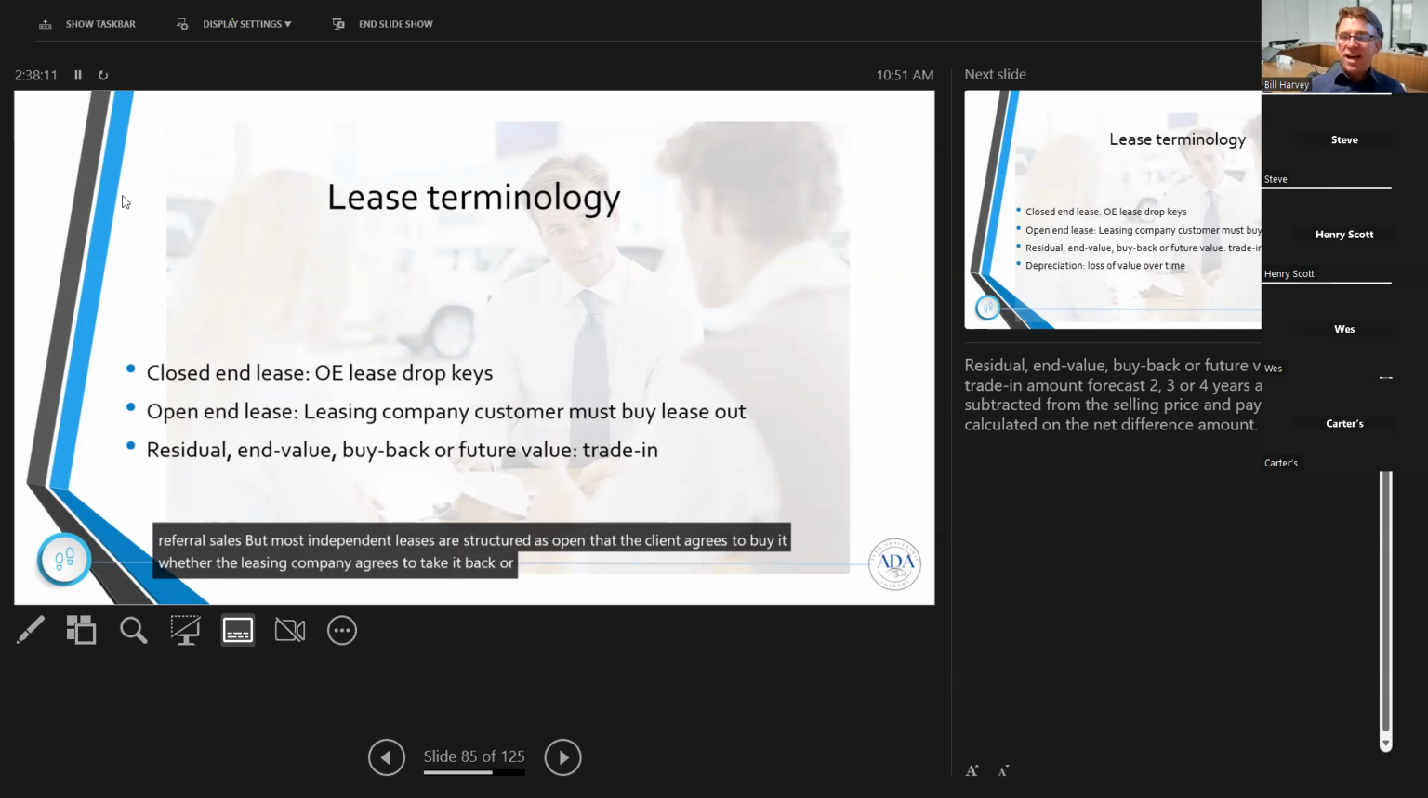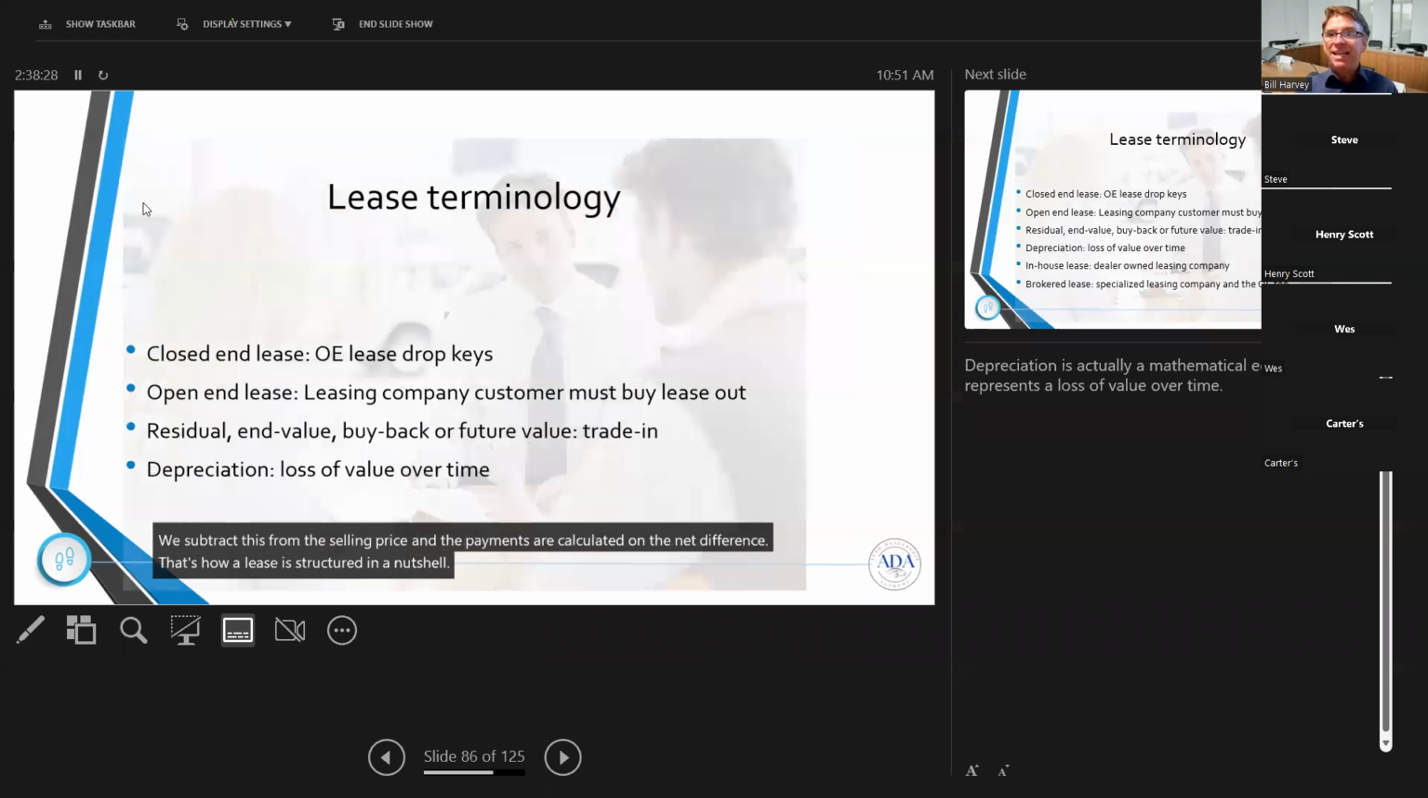Residual, end value, buyback, or future value is the trade-in amount forecast 2, 3, and 4 years away. We subtract this from the selling price, and the payments are calculated on the net difference. That's how a lease is structured in a nutshell. Depreciation is actually a mathematical equation. It represents a loss of value over time.